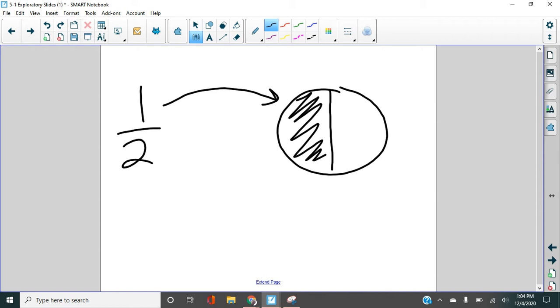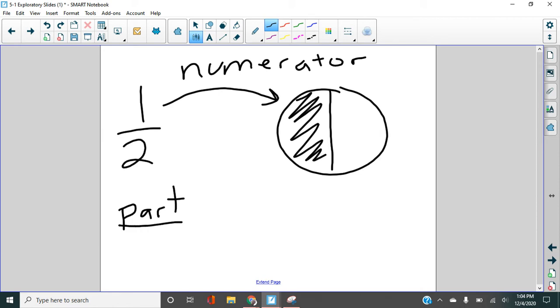And the number on top, that's the number of pieces that are shaded in. That is called the numerator. Let's see if I can write that and not have it be too sloppy. The numerator in a fraction is on the top, and it tells how many pieces are shaded. It is known as the part, right? One part. The bottom number, sometimes people think, okay, so the bottom number, that's going to be how many pieces are not shaded. But that is not the case. The bottom number is called the denominator, and it is how many pieces there are in the whole thing. In the whole thing. All right.